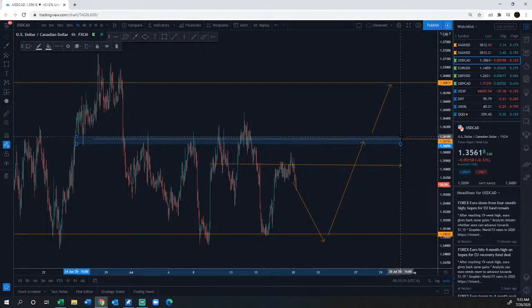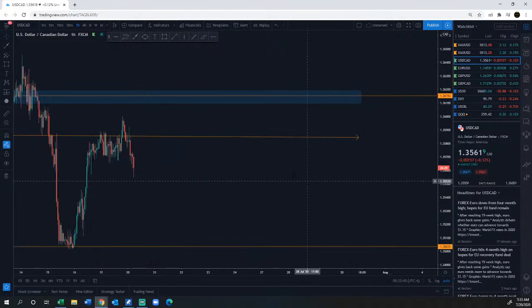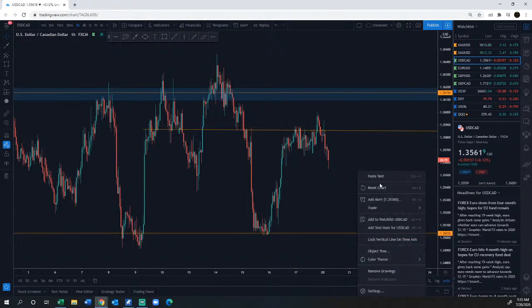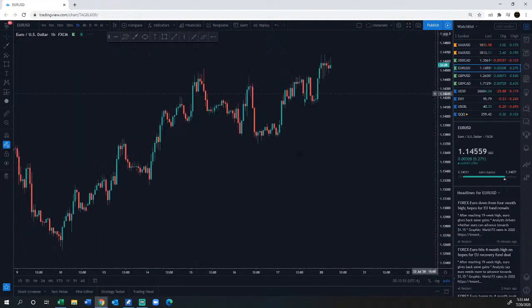I'm going to extend this out a little bit. So zones, levels, etc. Delete those and reset this chart. There we go. I'll be putting a daily recap on that a little later, but it'll be the first daily recap that we have. So let's go to Euro USD.